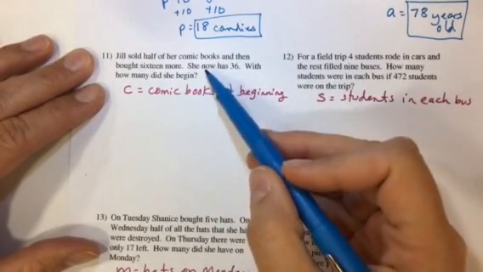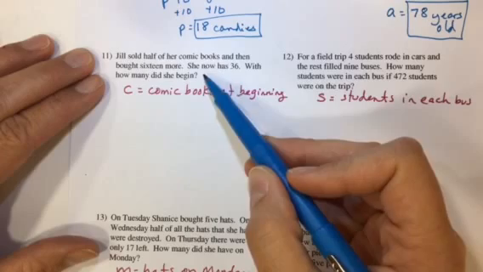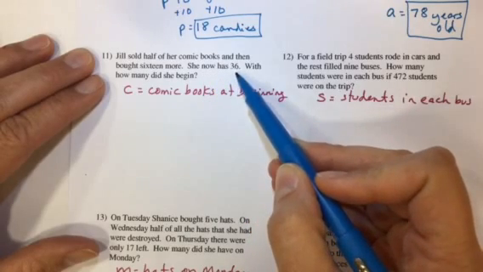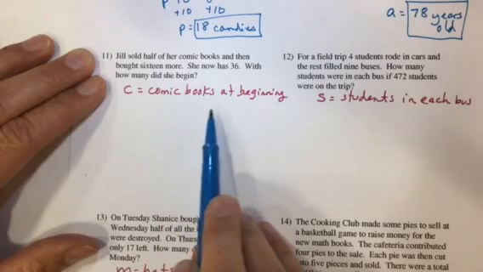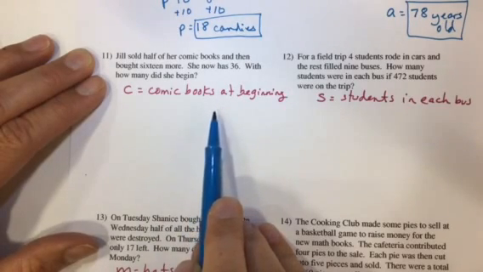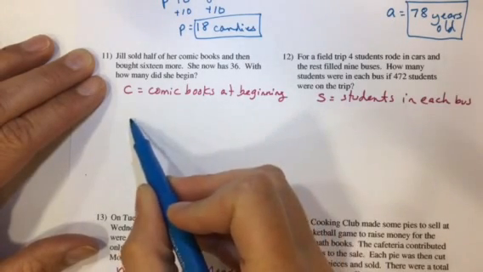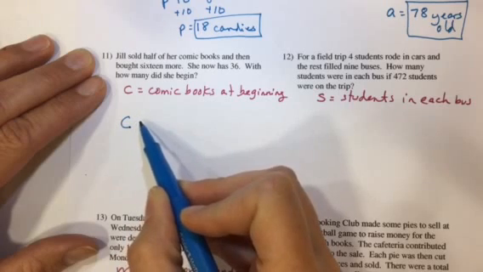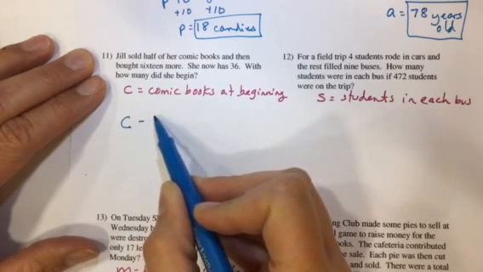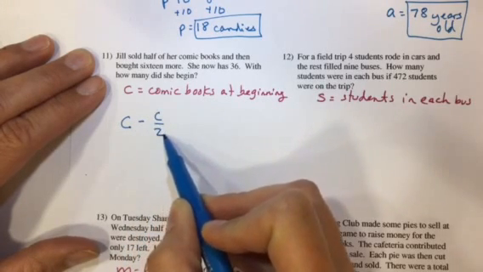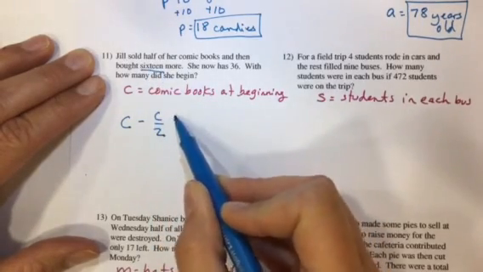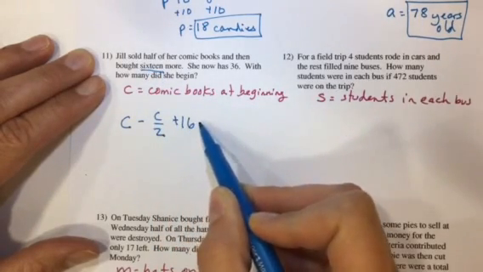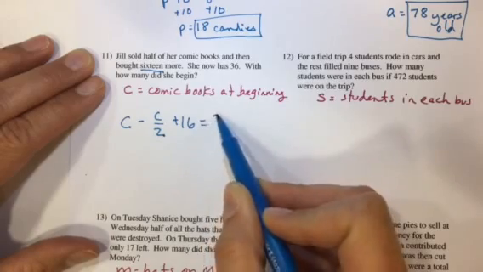Jill sold half of her comic books and then bought 16 more. She now has 36. With how many did she begin? So C is your comic books at the beginning. So C, start with that, and then sold half your comic books, so subtract C over 2. And then she bought 16 more, plus 16 equals what she has now. So it's 36.